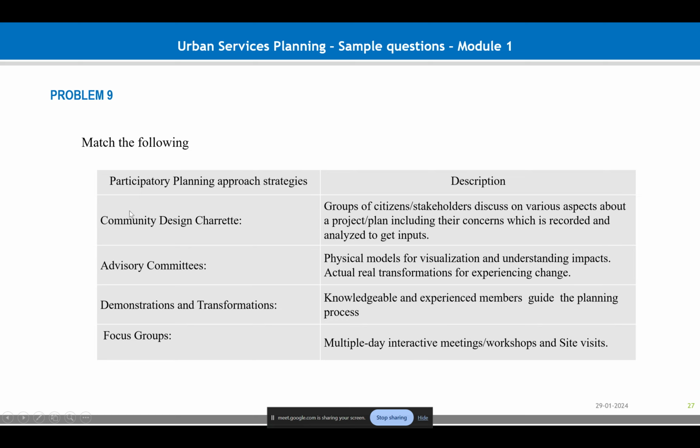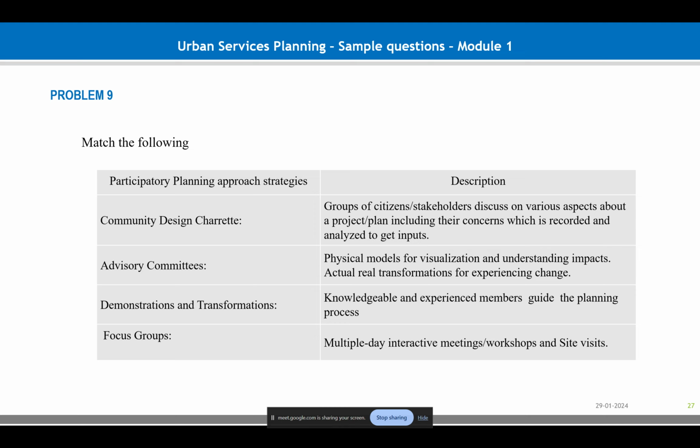So first one, what does that match to? Community design. So it's multiple day interactive meetings and workshops. We have discussed this in our lecture also in detail. So you go to a place, and after the interactive session, the requirements of the people or the problems that they're facing would come up.